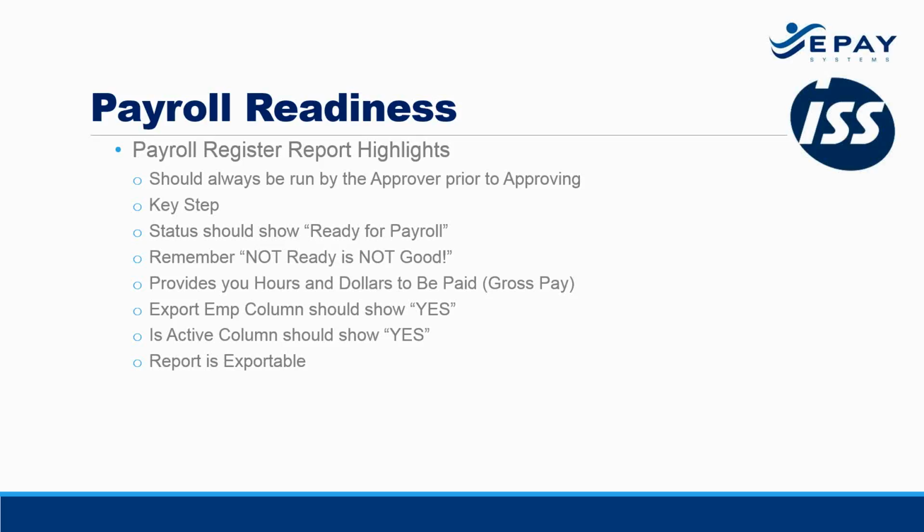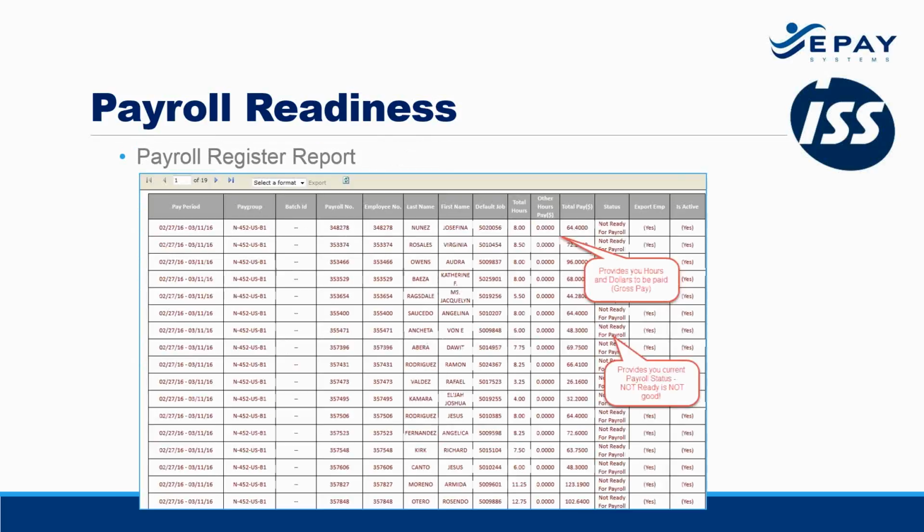Okay. The last 3 points I want to point out here is the export column, because this report is key in noticing which employees are exportable and not. If you look at the far two right-hand columns, one of them is called export employee, and the other one is called is active. Now, if they are an active employee with time, they're going to get over to JDE without any problems. If they are inactive, then you're going to have an issue. So the system's going to let you know. We're going to make sure they're all set to yes on this report.